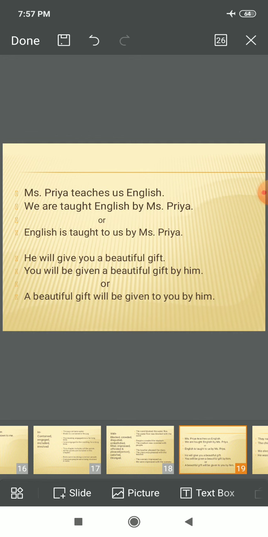Miss Priya teaches us English. Which are the two objects here? First object is us and second object is English.